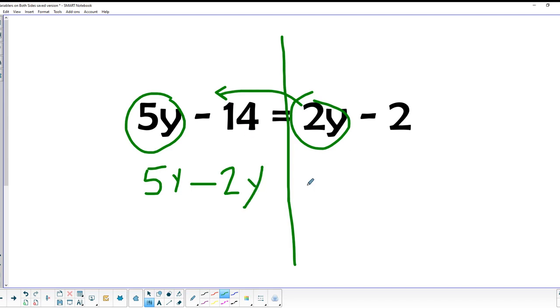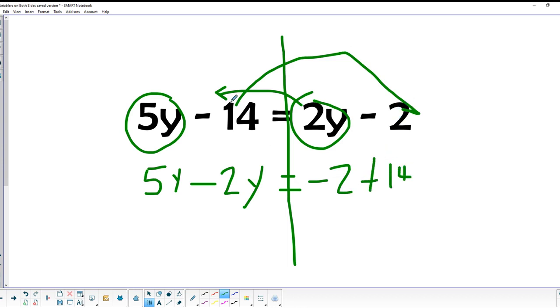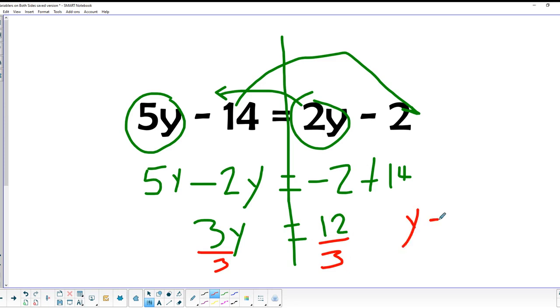Then I'm left with, on the other side of the equal sign, negative 2. And this negative 14 over here becomes positive 14 on the other side. It's like adding 14 to both sides to get it to move. So now I'm just left with 3y equals 12. Well, let's divide both sides by our friendly little 3, and we end up with y equals 4.